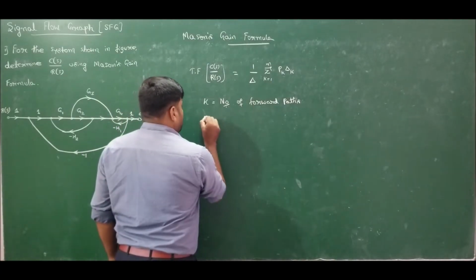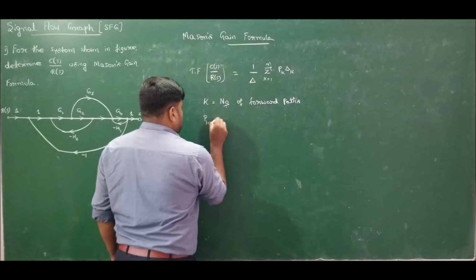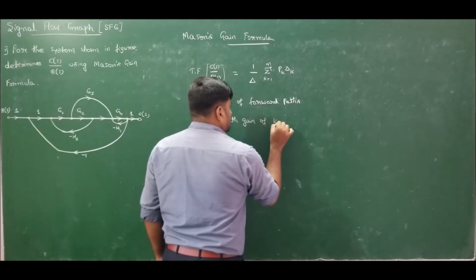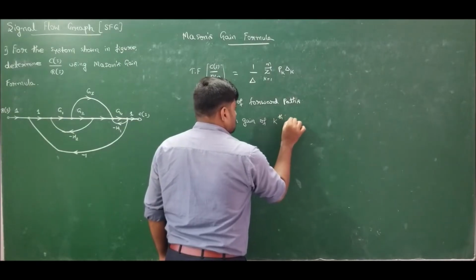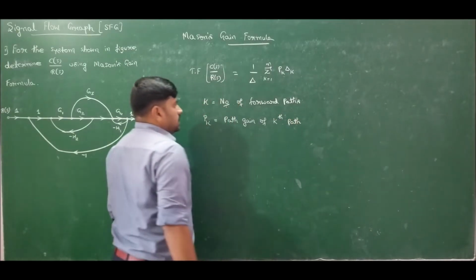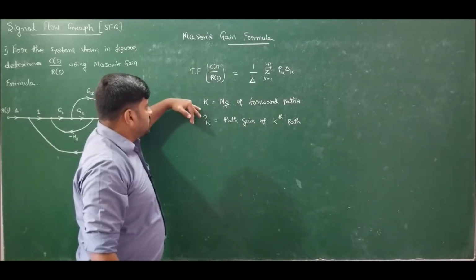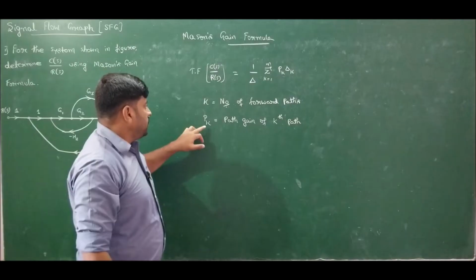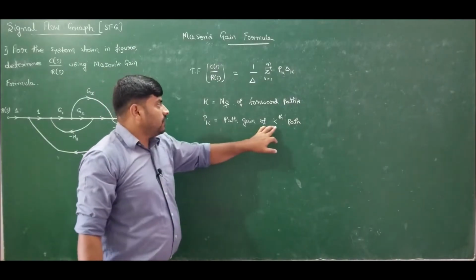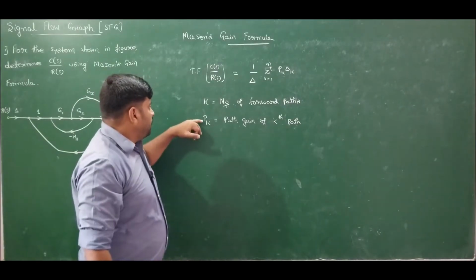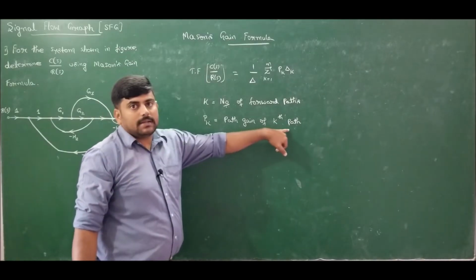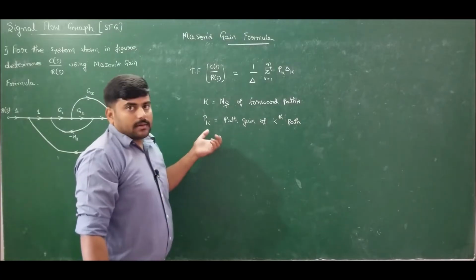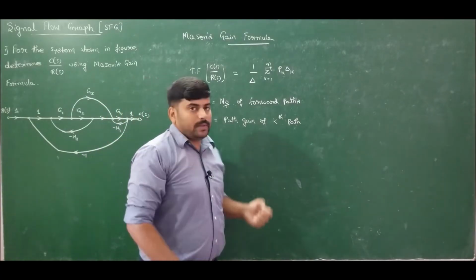Next, coming to Pk. Pk is nothing but the path gain of the kth path. Let us say there are two forward paths, then P1 is the path gain of the first path and P2 will become the path gain of the second path. So path gain is an important term to be understood.